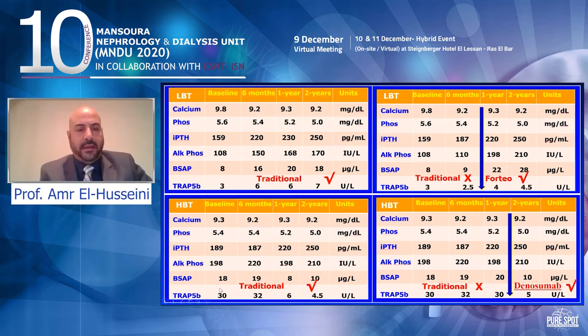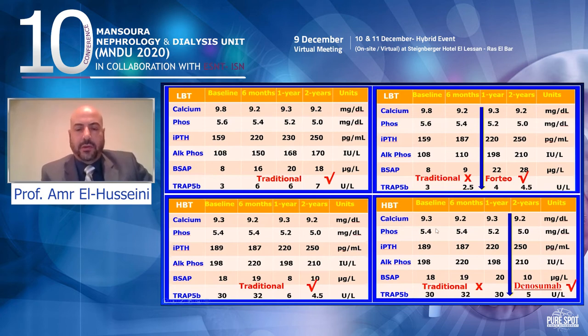On the other hand, as you see this patient, probably this patient has high turnover bone disease because bone formation rate is high, but bone resorption probably is very high. So this patient is losing bone because of high turnover bone disease. We treated this patient with a traditional approach using vitamin D analogs and calcimimetics. And as you see here, the bone-specific alkaline phosphatase went down, and TRAP5b went down. So we can control high turnover bone disease just with traditional intervention.